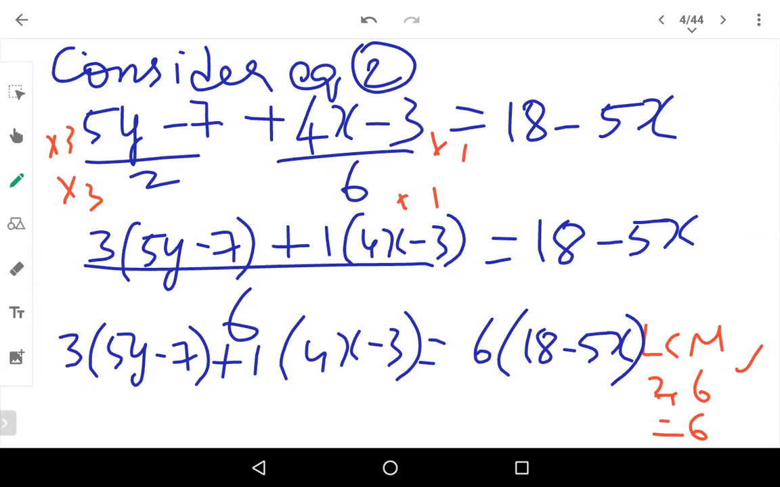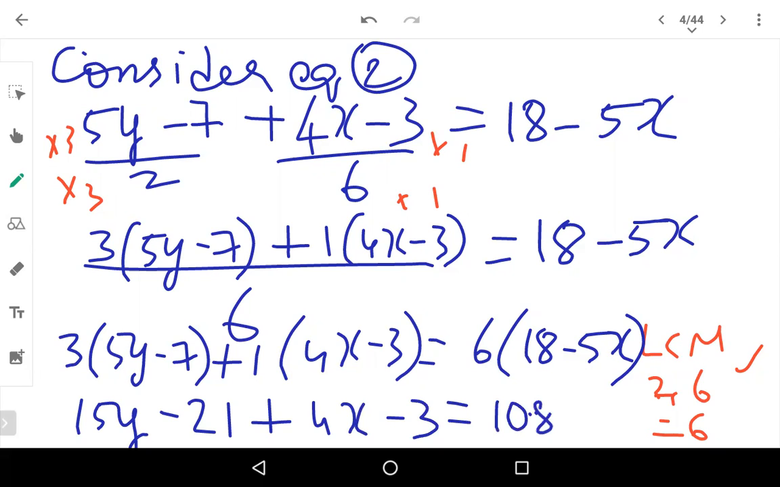Okay, now let's multiply. 3 into 5y is 15y, and then 3 into 7 is minus 21, plus 1 into 4x is 4x, 1 into minus 3 is minus 3, is equal to 6 into 18. You'll get 108 minus 6 into 5 minus 5x is minus 30x. So this is what we got. Now we are gonna get 108 minus 30x to the left hand side.